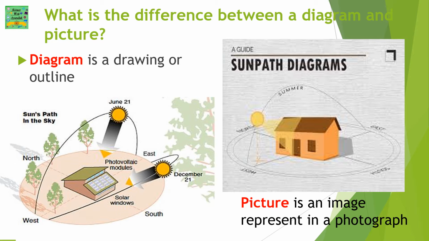What is the difference between a diagram and a picture? A diagram is a drawing or outline, such as the sun's path in the sky. A picture is an image represented in a photograph.